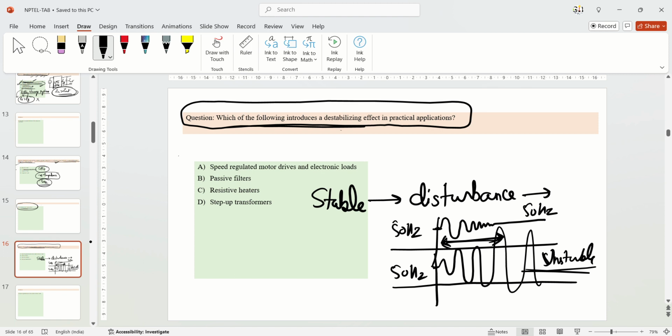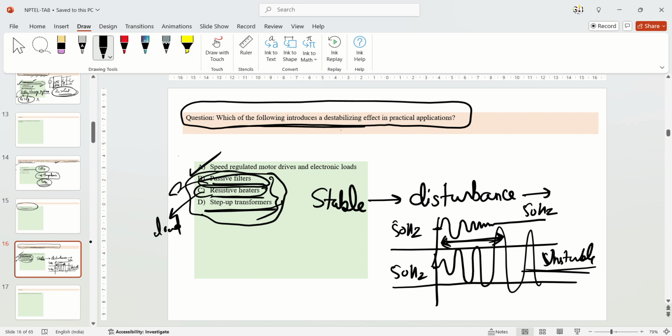Okay, let me explain this. The correct answer is A actually. That is true, which was given by Lavanya. The passive filter, resistive heater, and step up transformer are not destabilizing, this is a kind of stabilizing system. The passive filters are used to filter out high frequency harmonics, and the resistive heaters are not destabilizing, the resistive heater is a load. The step up transformer actually stabilizes the voltage.